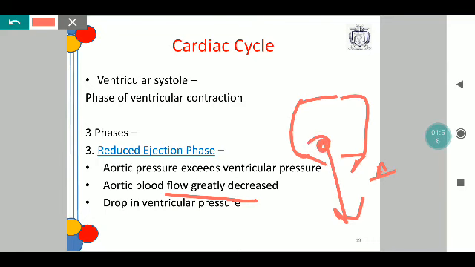because whatever blood had to come out has already come out, and there is subsequently a slight drop in the ventricular pressure, at which time the aortic pressure is more than the ventricular pressure. So in this gradient, if you see, the pressure here will be much more than the pressure here.